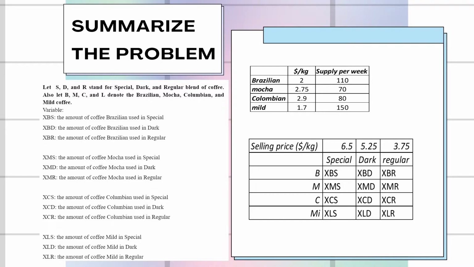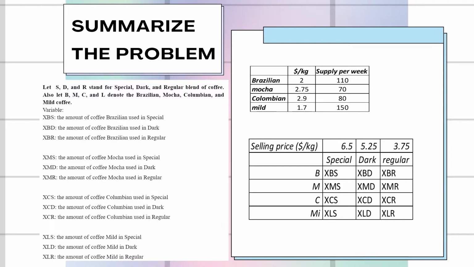So we will set this example. XBS is the amount of Brazilian used in special. XBD is the amount of Brazilian used in dark, and XBR is the amount of Brazilian used in regular. Similarly for the rest, and we will have these two tables.